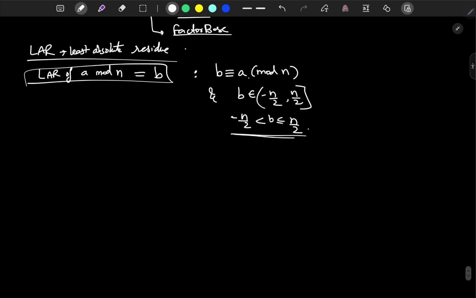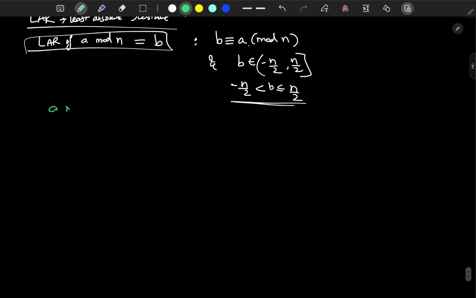Okay, it's very simple. Generally, if anyone asks what is 3 mod 2, what will you say? The answer is 1. If anyone asks 29 mod 15, what is the answer? 14.